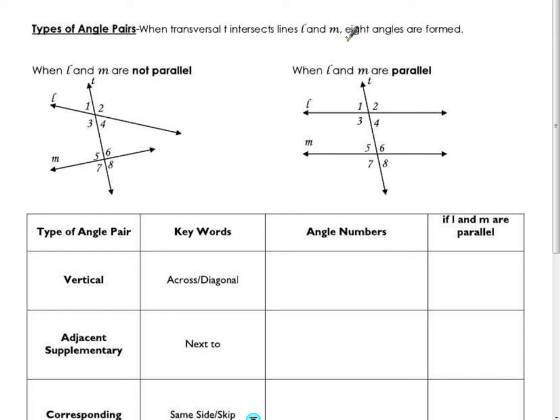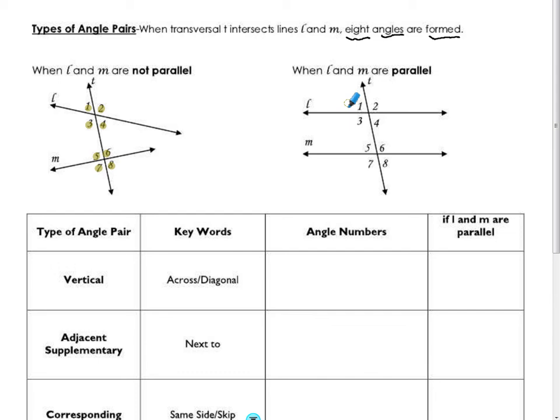And I'm going to use my yellow highlighter tool here just to show you where those angles are. We have one angle right here, 2, 3, 4, 5, 6, 7, 8. So, let's first look at the relationships of when those two lines are not parallel versus when they are parallel, and what that causes those angles to become.